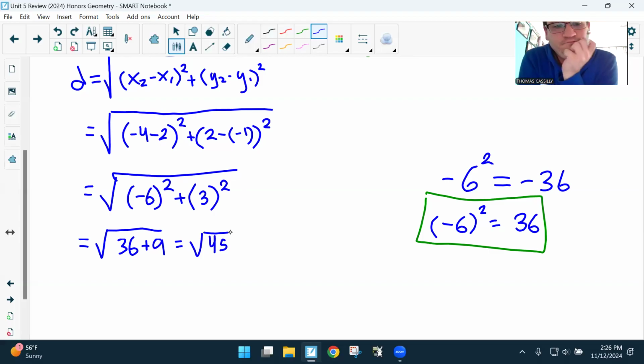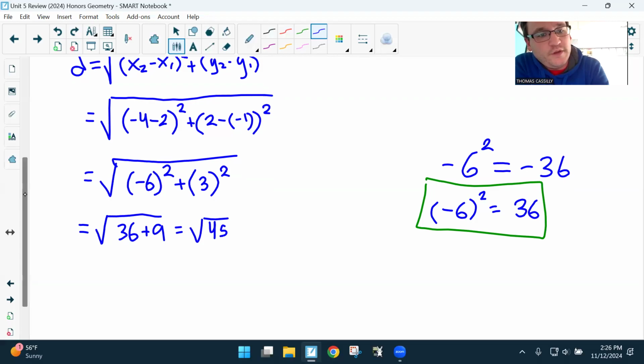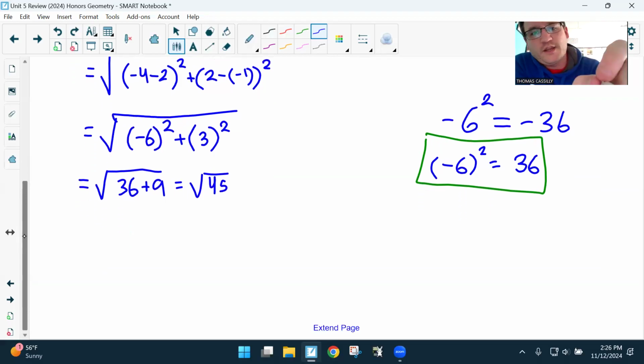Now, what should we do from here? Don't give me a decimal. We need to simplify this. Breaking down radicals, very useful. And you're going to see why when you get to algebra 2 and maybe pre-calc. But what we need to do is simplify this radical. We need to divide 45 by some perfect squares.